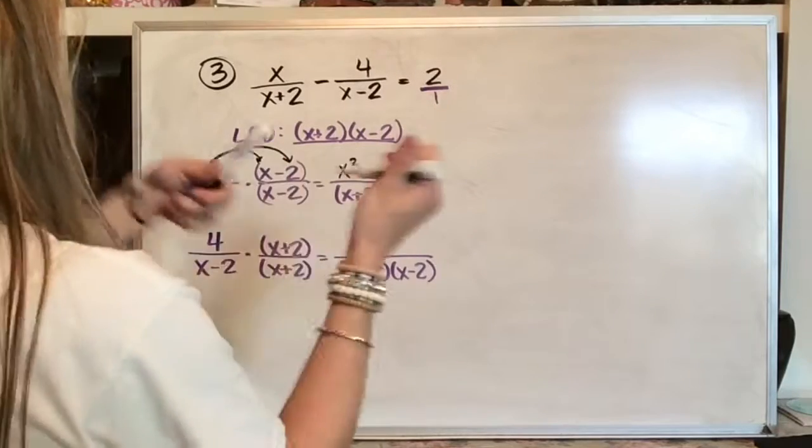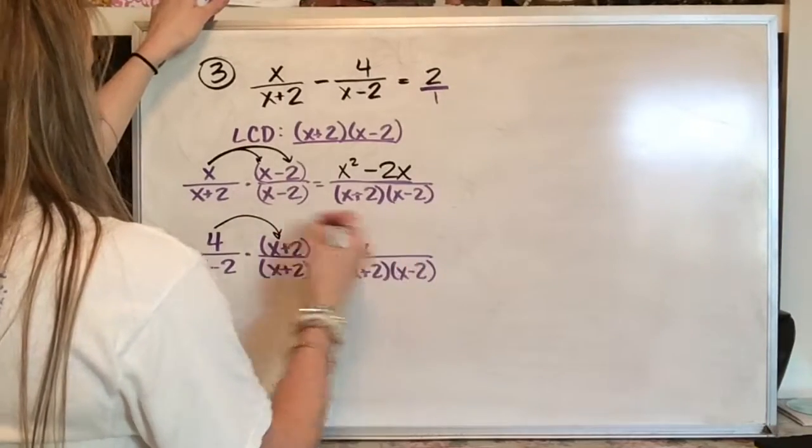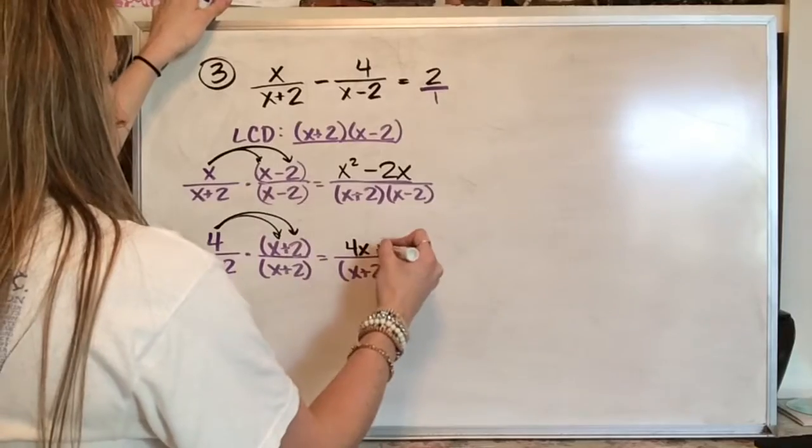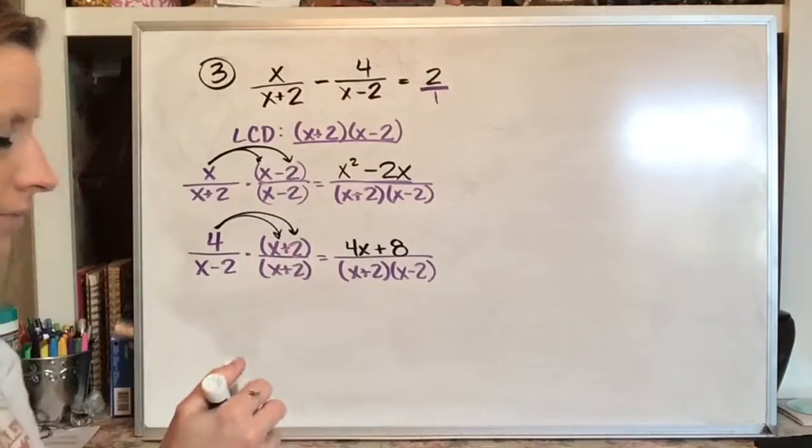Go ahead and distribute the 4. So 4 times x is 4x. 4 times 2 is 8. Okay, so that's my second fraction.